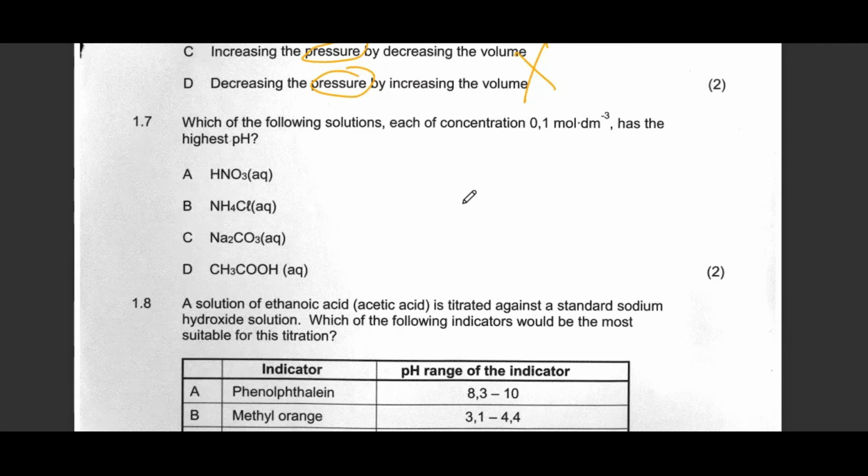1.7, they're saying which one of the following solutions of concentration 0.1 has the highest pH. Now, when you look at the highest pH, the higher it is, the more alkaline it's going to be, and the lower it is, the more acidic it's going to be. So all compounds which are strong acids are wiped out if the weak acids are there.